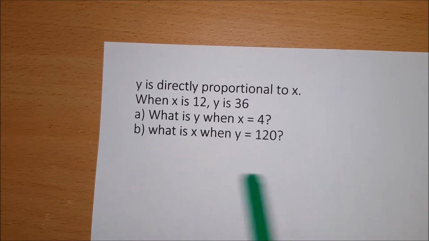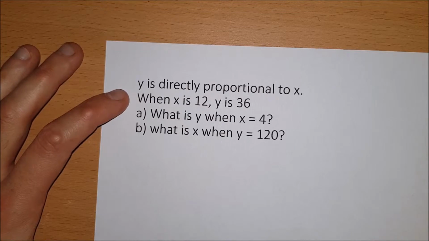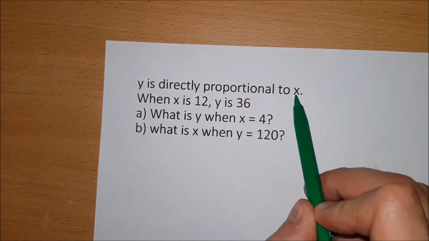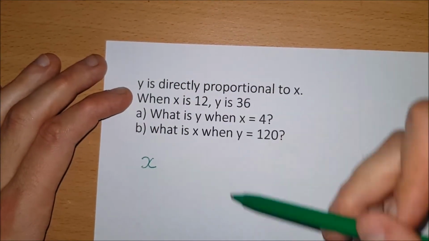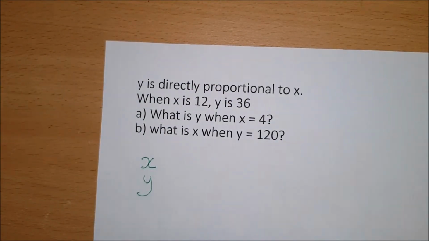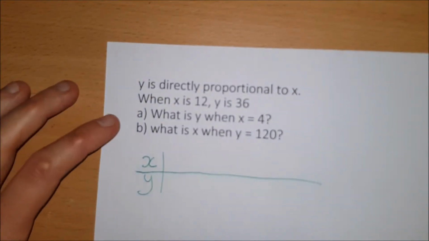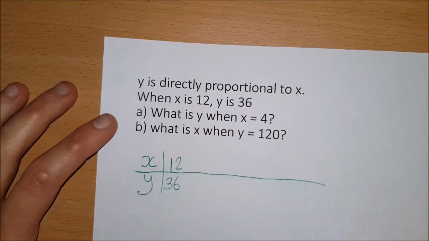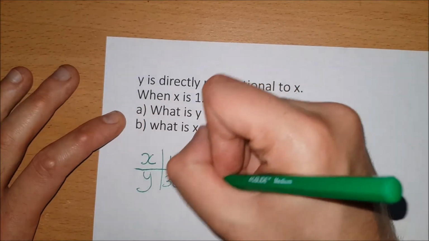So because it says it's directly proportional, we know that we need to find this link between them. So when you're drawing up the table, the one that's on the right here, put x at the top, because then we know that we're timesing this top number by something to get to y at the bottom. And the information that we're given is that when x is 12, y is 36. And that's what that table's representing there.